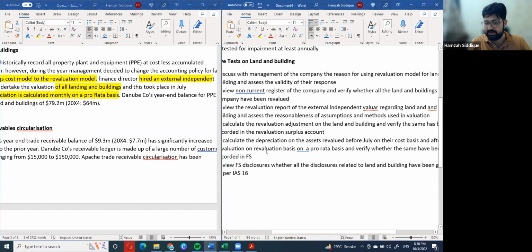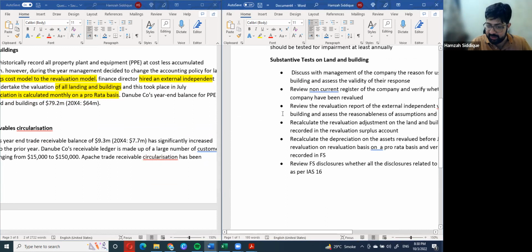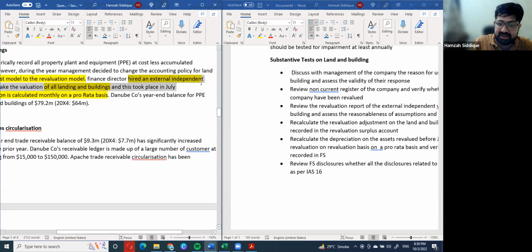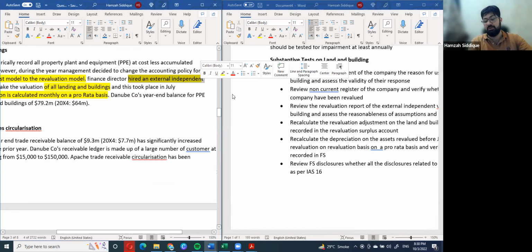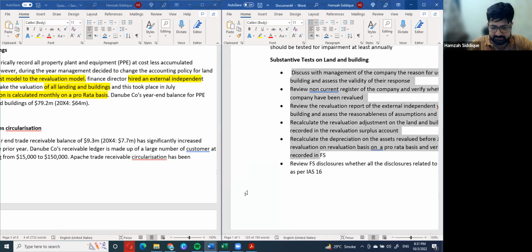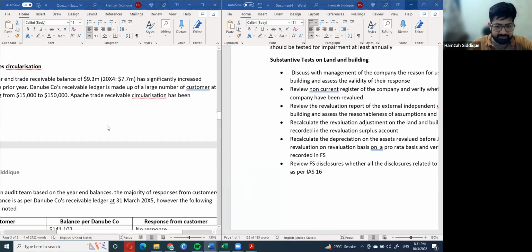Is it clear so far, students? In the exam, I have written 6. You will write only 5. You can write one procedure on the competence of the external independent provider as well. I didn't write it, because I think that is too specific to the scenario. So 5 procedures. Is it clear so far, students? Is it clear? Tell me.